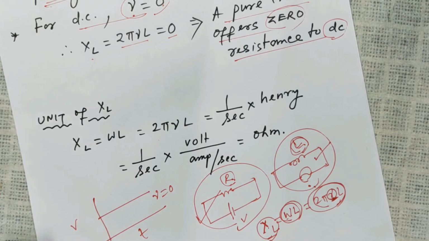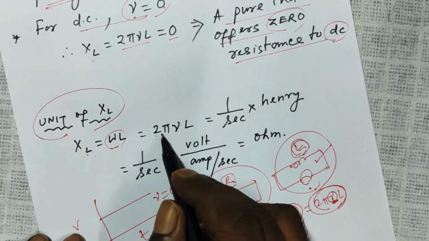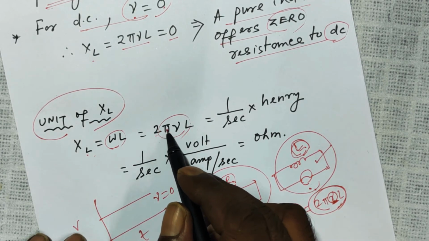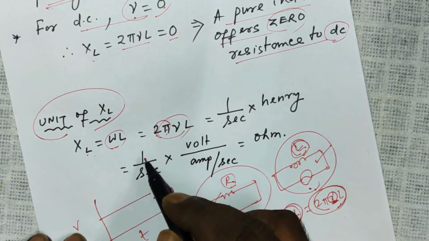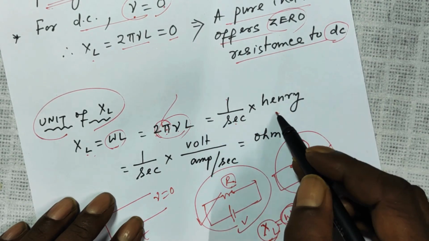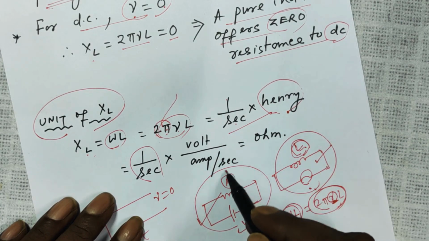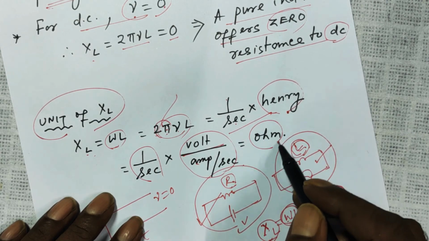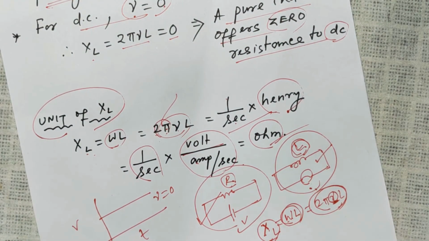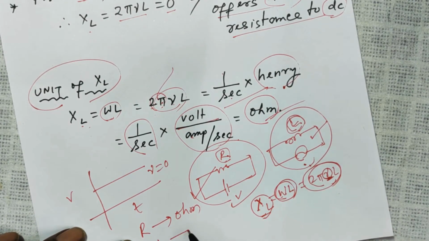Now what are the units of XL? XL, which I derived, is equal to omega L, 2 pi nu L. 2 is constant, pi is constant, they don't have any dimension. This is just a number, so frequency is 1 by second. The unit of L was Henry. In previous lessons, I had explained Henry as volt over ampere per second, that comes out to be ohm. Like the unit of R is ohm, the unit of omega L, that is the resistance offered by a coil or inductor, is also ohm, right?